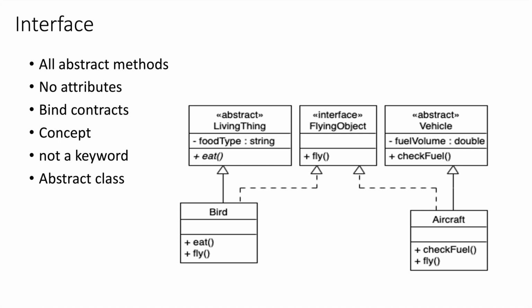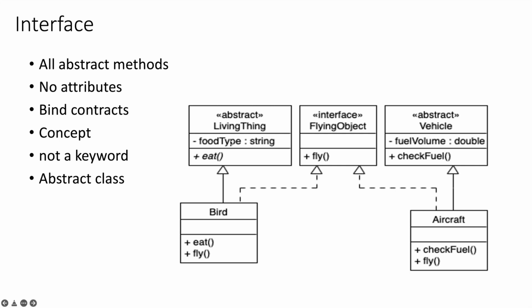Two things for interfaces: no attributes and no implementations for operations. They are just operation signatures, so that those are bound on the classes which are going to realize them. All methods are going to be abstract, no implementations and no attributes. Of course, you will see in specific languages there can be constants described, but those are really not treated as attributes, they are constants.